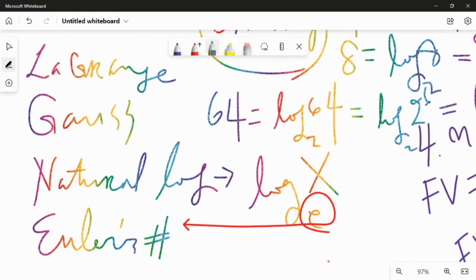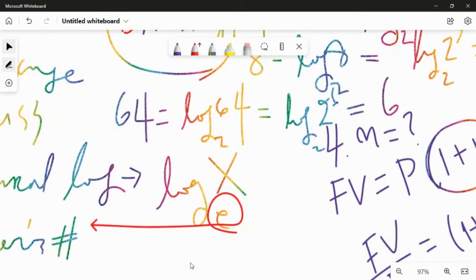And also, natural log can be written as ln of x. And no further explanation is needed. What would that n stand for? Natural log, right? And why natural log? Natural log has no limitations in taking whatever number for log, right?